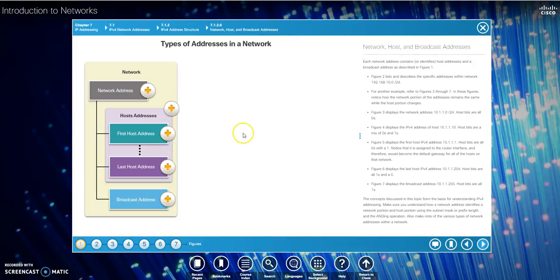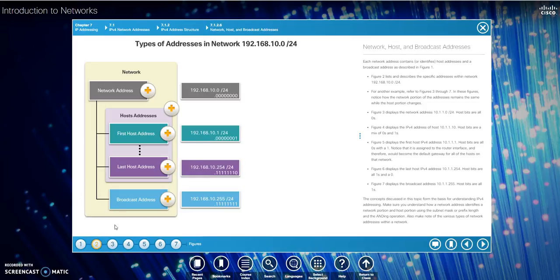Now, we break this down. We have these ranges of addresses. What you get is a network address. Notice the 0 there. This is the address for the network. We don't have that host portion put in. Remember back earlier where we had the breakout between network and host. It's just the network part.